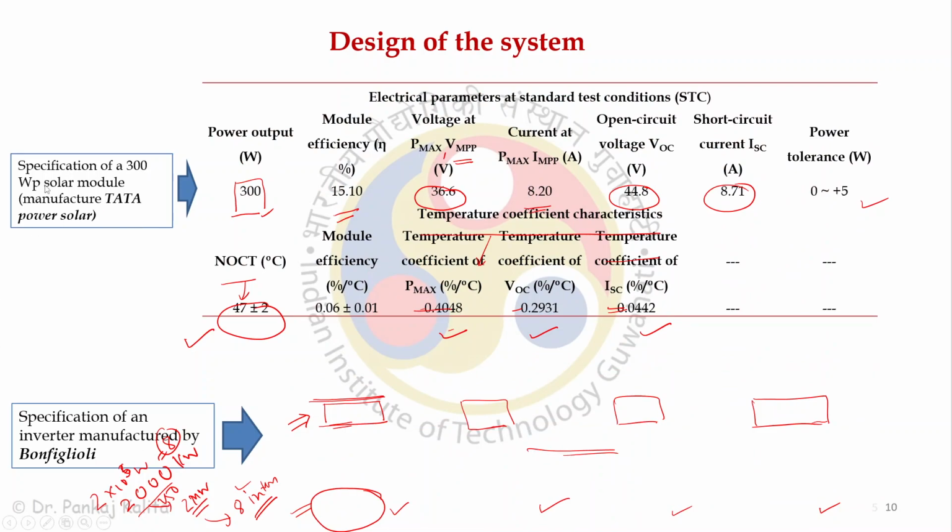So a specification of a 300 watt solar module manufactured by Tata Power. So this is the specification: power output is 300, module efficiency is 15. Voltage at Pmax, VMPP, equal to 36.6, and current at Pmax, IMPP, is 8.2. Open circuit voltage is 44.8. Short circuit current is 8.71. Power tolerance is 0 to +5. NOCT is 47 plus minus 2, module efficiency 0.06 plus minus 0.01. The temperature coefficients are 0.4048, 0.2931, and 0.0442.